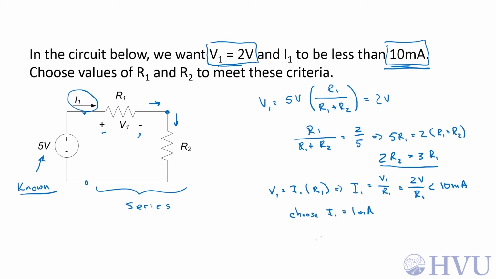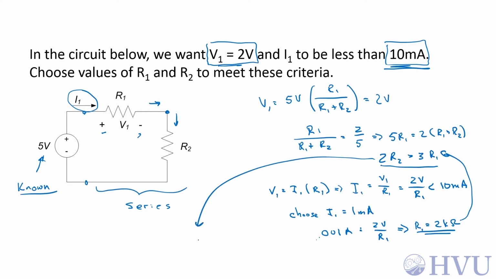So 0.001 amp is equal to 2 volts over R1. This tells me that R1 is equal to 2 over 0.001, which is 2 kiloohms. If I use that in this equation, then R2 is 3/2 of R1, which is going to be 3 kiloohms. Now we know R1 and R2, that meets the requirements.